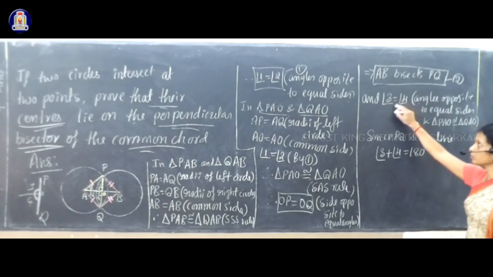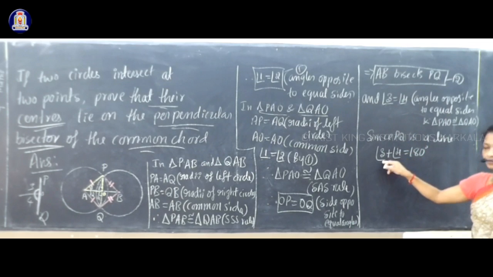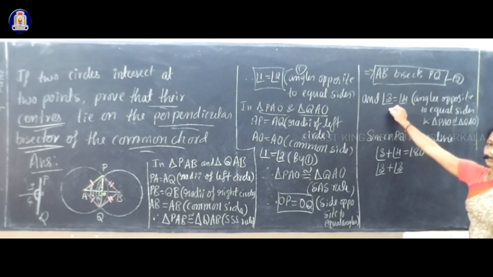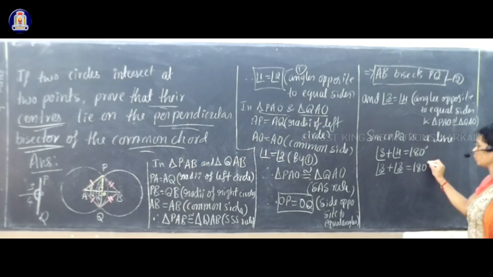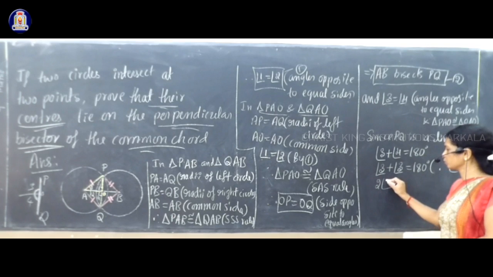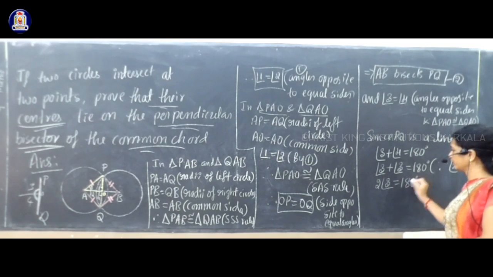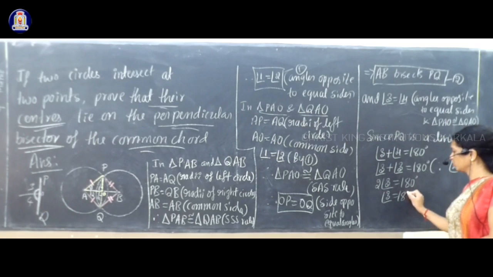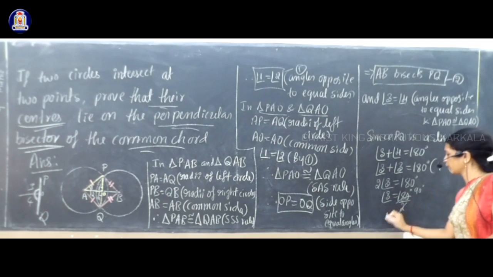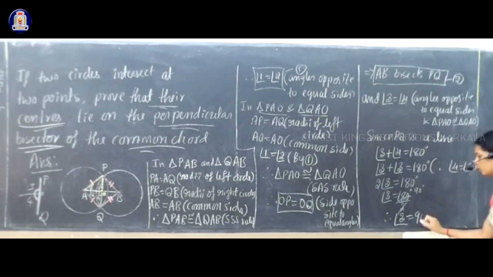But here these two angles are equal. So one of the two angles you keep as it is. I'll keep angle 3 as it is, and the other angle you replace. Angle 3 is equal to angle 4, so we replace angle 4 by angle 3. That is equal to 180 degrees, since angle 4 is equal to angle 3. Angle 3 plus angle 3, that is 2 times angle 3, equals 180 degrees. So angle 3 is equal to 180 degrees divided by 2, which is 90. Therefore angle 3 is equal to 90 degrees, and that is also equal to angle 4.